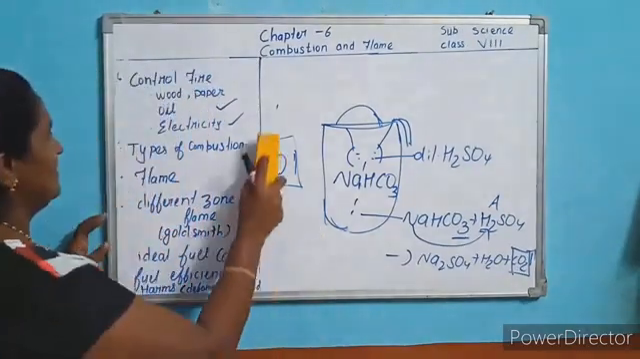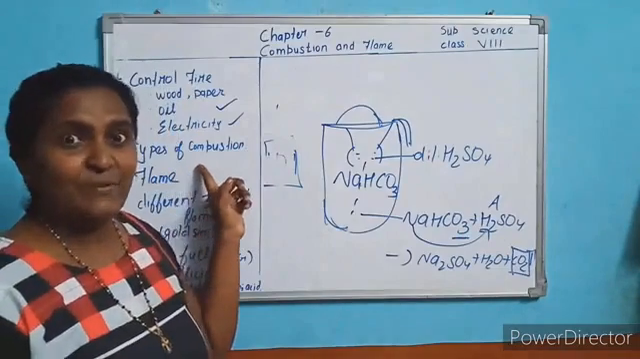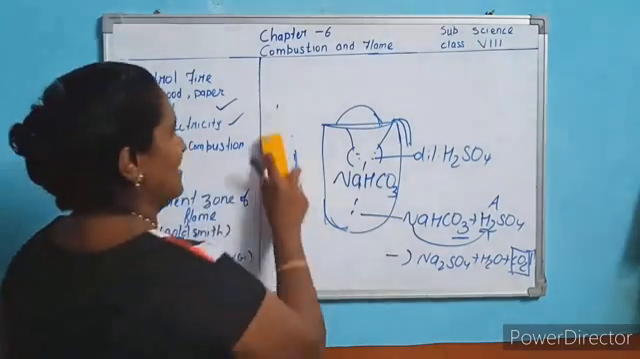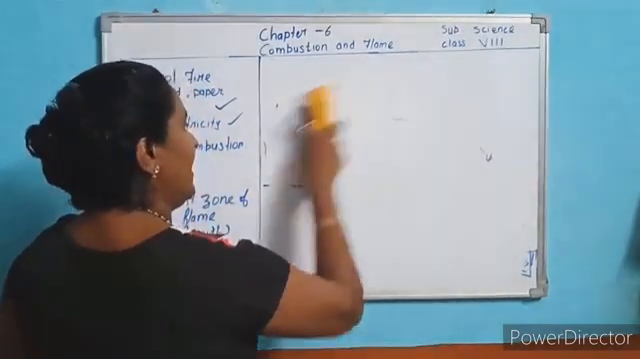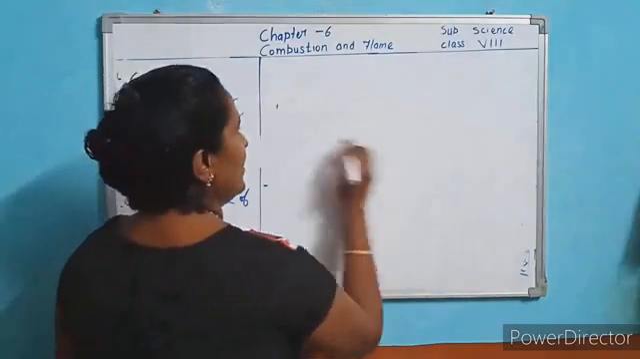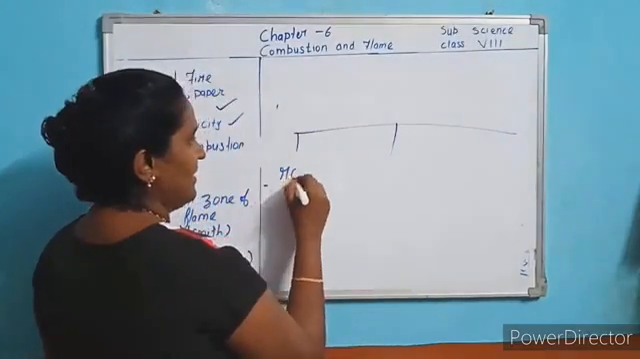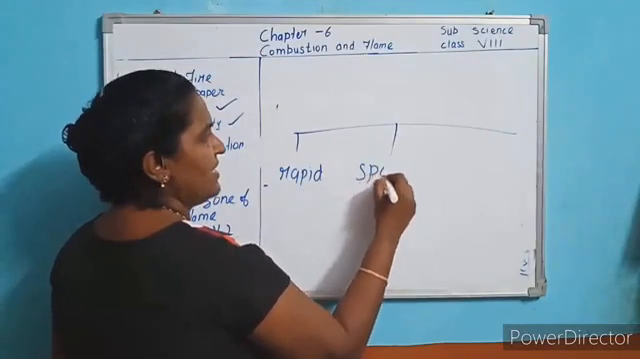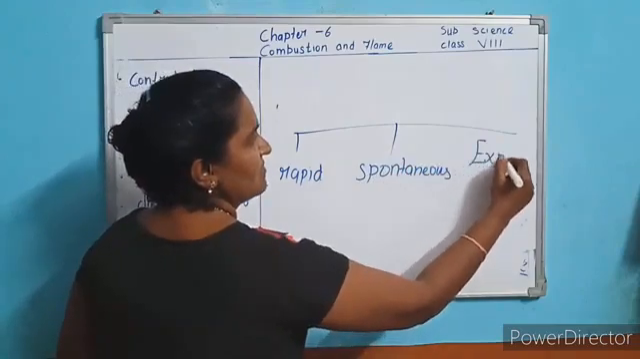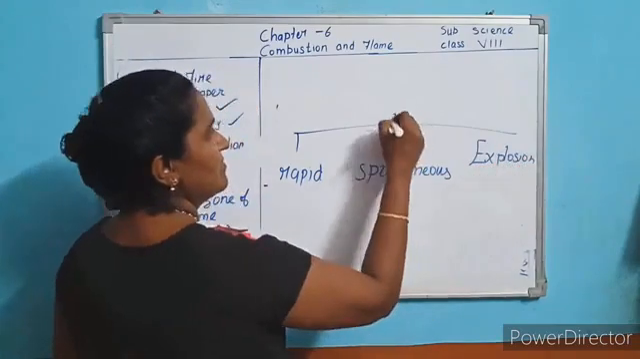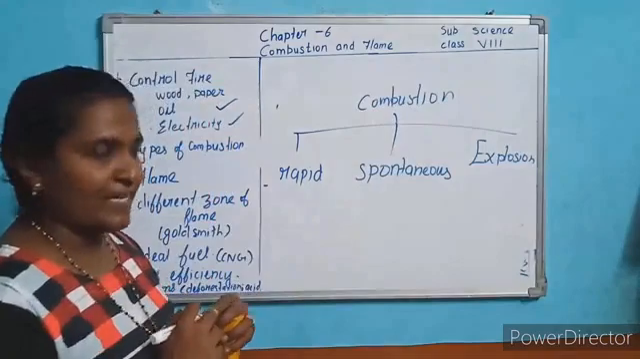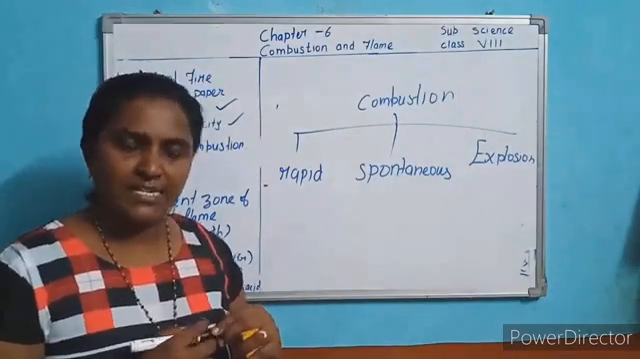Next, we go on to study types of combustion. Basically, combustion is divided into three types: rapid combustion, spontaneous combustion, and explosion.